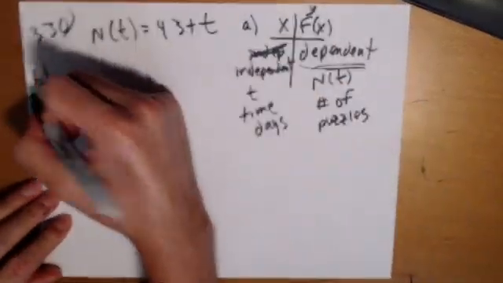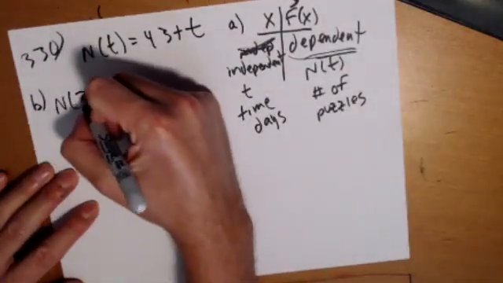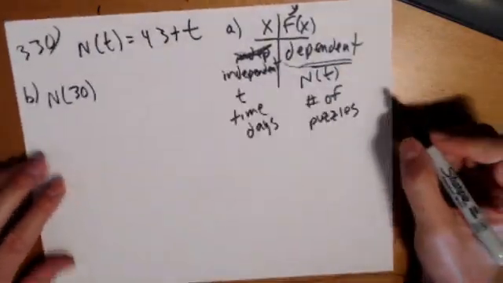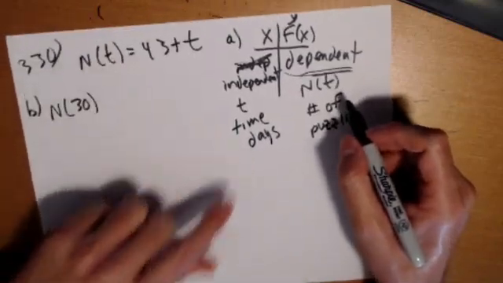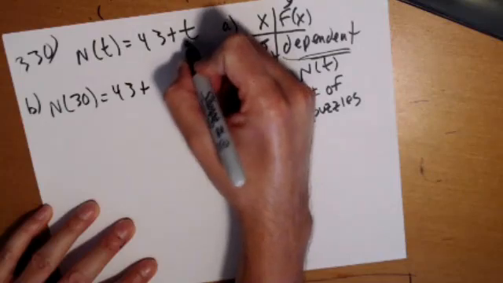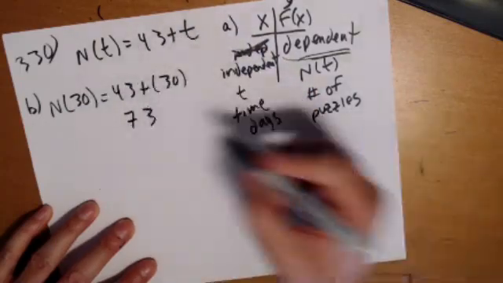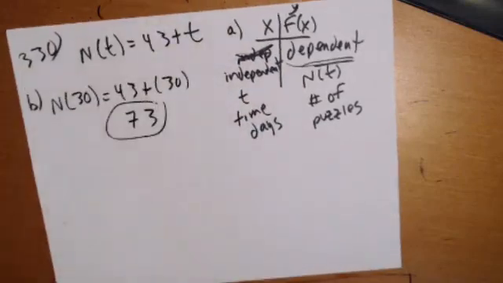And then part B, find n of 30. So n of 30, what does that mean? That means time 30. So in 30 days, how many puzzles will he have? So that's just going to be 43 plus 30. He should have 73 puzzles in 30 days. Okay.